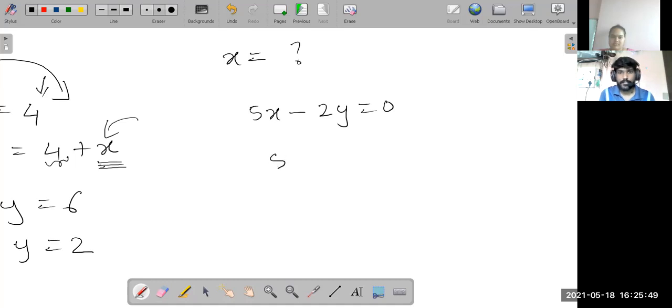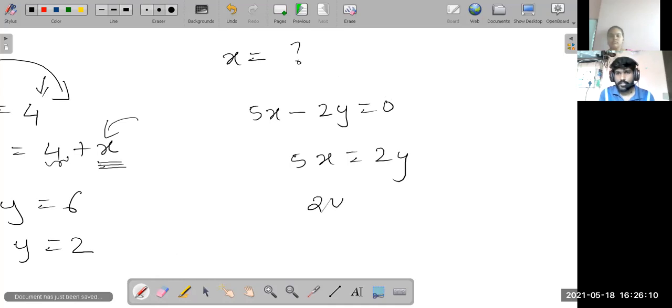Okay. So if you take 5x, you take minus 2y to the other side, so it becomes plus 2y. Okay, wait, I'm sorry. Yeah, same thing. 5x is equal to 2y, taking 2y to the other side. So this you can just write like this: 2y is equal to 5x.